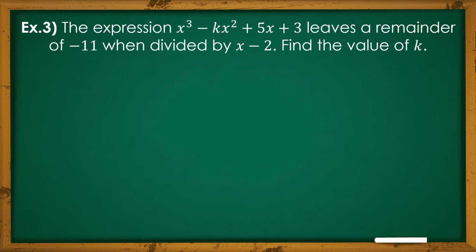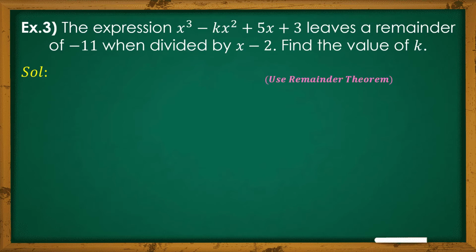Let's have one more example for remainder theorem. Example number 3. The expression x cubed minus kx squared plus 5x plus 3 leaves a remainder of negative 11 when divided by x minus 2. Find the value of k. So dito, meron tayong binigay na dividend kung saan may nawawalang coefficient which is k, na kapag dinivide ng x minus 2 ay makakakuha ng remainder of negative 11. So paano gagamitin ang remainder theorem to solve this problem?